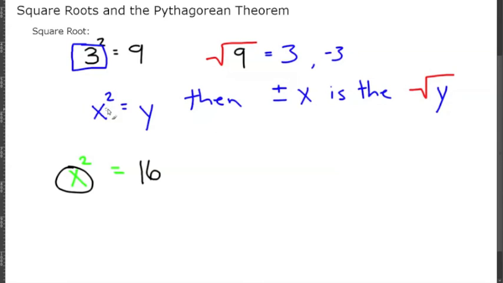But we know that if x squared equals some number, then x is the square root of y. So we just take the square root of 16. So now x equals the square root of 16. So what times what equals 16? Well, you can punch this into your calculator because there's a square root function on your calculator, or you can know that 4 times 4 is 16. So x is going to be equal to positive 4, and x is going to be equal to negative 4, because a negative times a negative is also a positive.